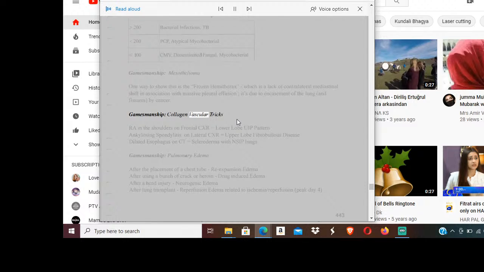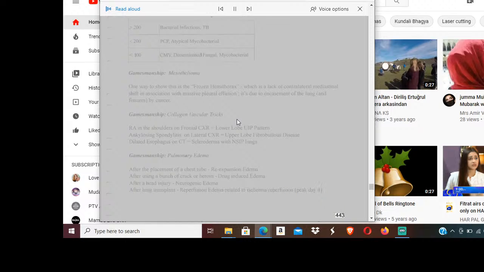Gamesmanship, collagen vascular tricks. RA in the shoulders on frontal CXR, lower lobe UIP pattern. Ankylosing spondylitis on lateral CXR equals upper lobe fibrobullous disease. Dilated esophagus on CT equals scleroderma with NSIP lungs. Gamesmanship, pulmonary edema. After the placement of a chest tube, re-expansion edema. After using a bunch of crack or heroin, drug-induced edema. After a head injury, neurogenic edema. After lung transplant, reperfusion edema related to ischemia/reperfusion, peak day 4.